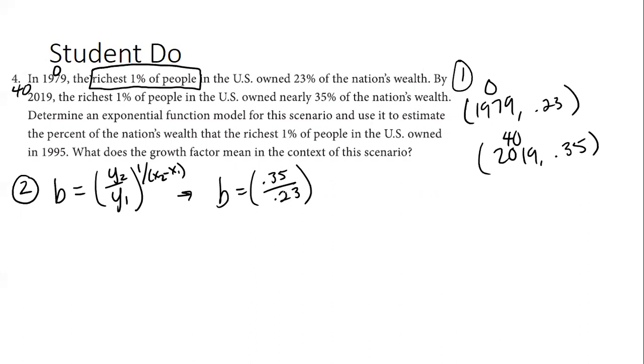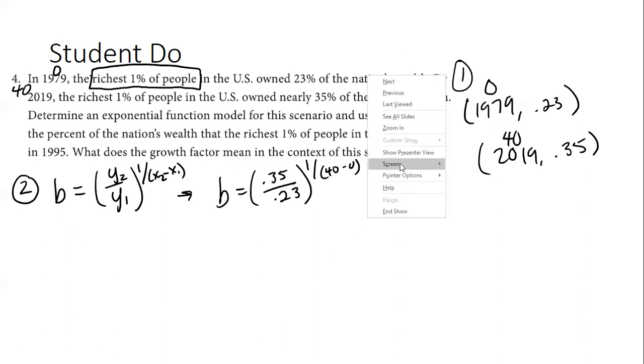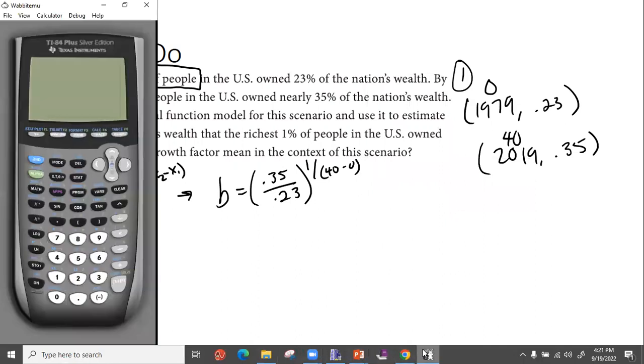As you can see here, this value is greater than 1. So we know that it's an increase, which makes sense because we went from 23 to 35%. To the 1 divided by 40 minus 0. Okay, so we're going to go to our calculator and put in 35 hundredths. Notice that I don't have the handy dandy calculator feature like you where I can make it a fraction, so I have to protect my fraction with parentheses. Divided by 23 hundredths to the, and 40 minus 0 is 40, so to the 1/40th power.